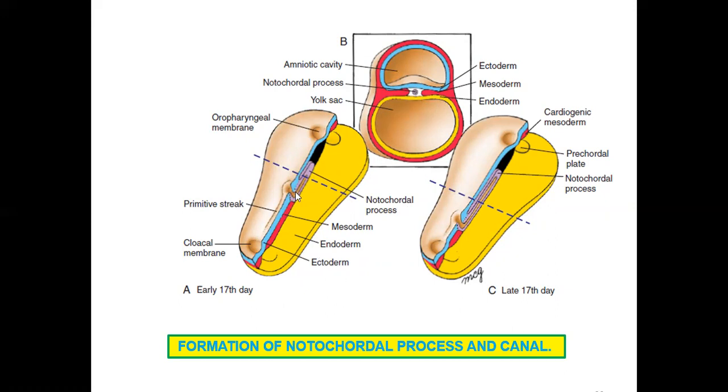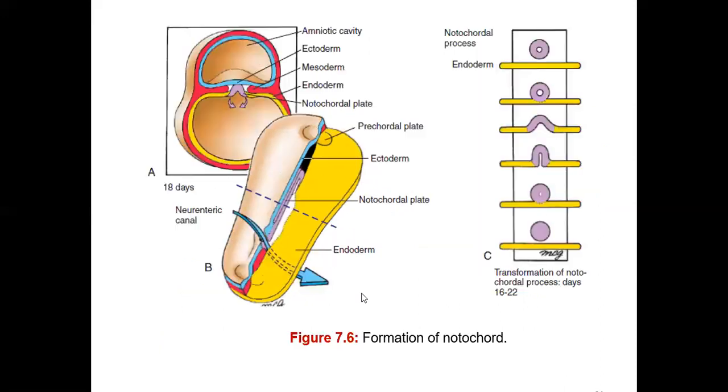So by the 17th day, the migrating epiblast cells will form a notochordal process, and there is an extension of the canal from the pit. The primitive pit will extend into the interior of the notochord as a notochordal canal. So here the stepwise formation of the notochord is given.